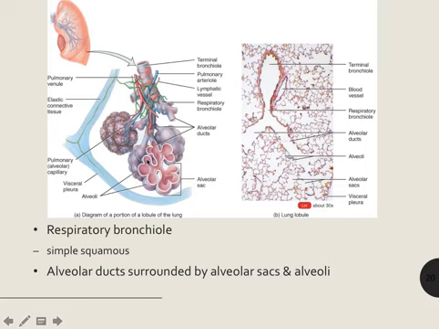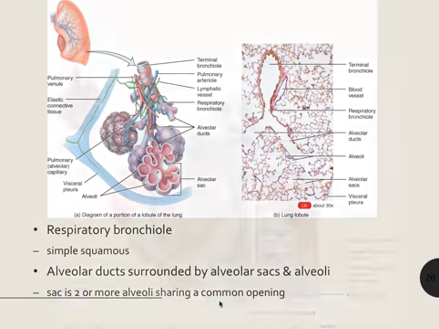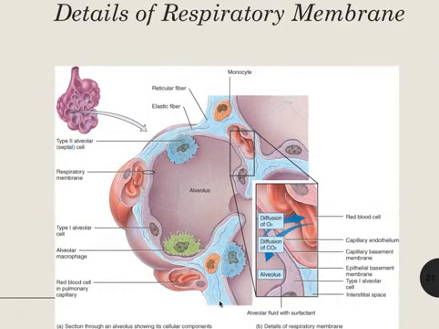If it helps to visualize the differentiation, it's kind of like a cluster of grapes. You've got that thick grapevine, and then the individual little branches of clusters of grapes. Think of it that way; it might be helpful as far as these terms go. A sac is 2 or more alveoli sharing a common opening. That's how it's defined.